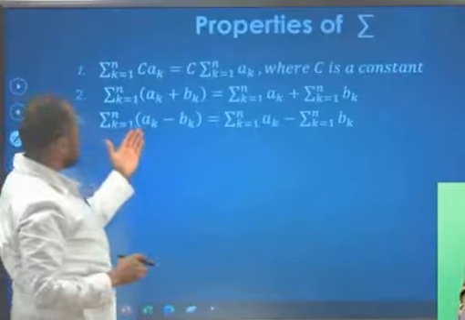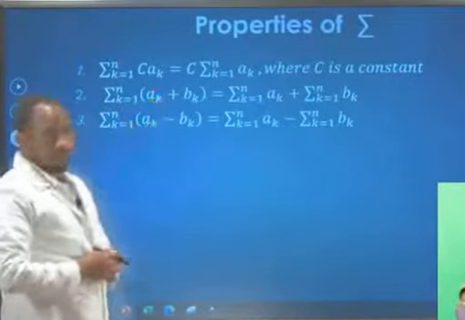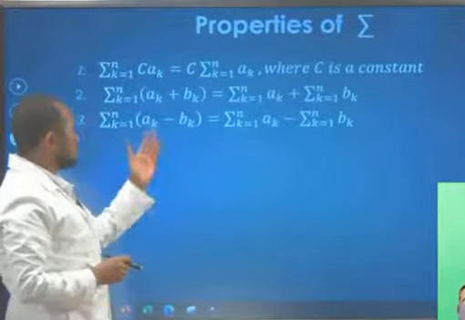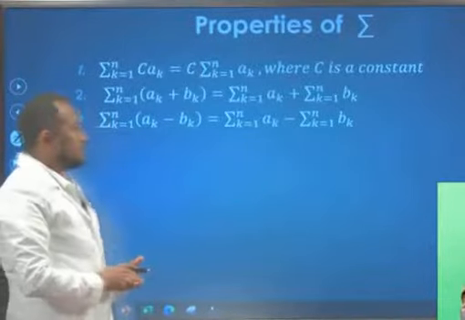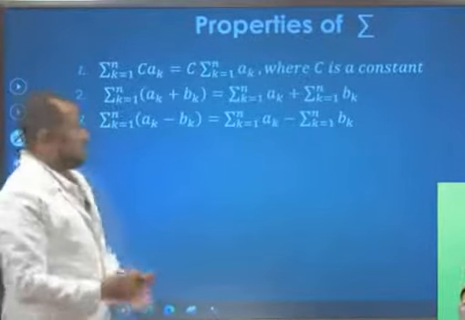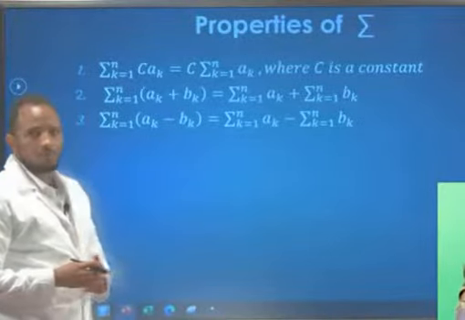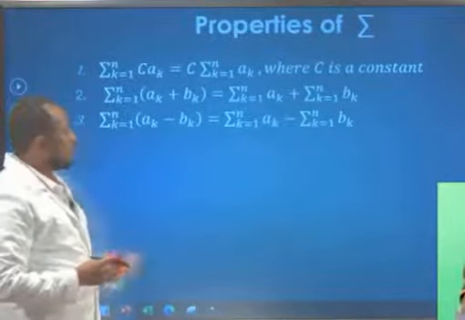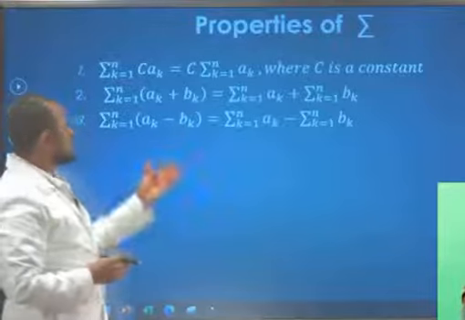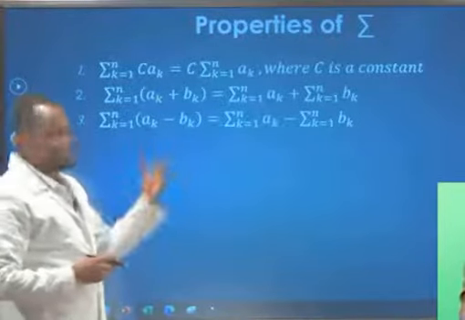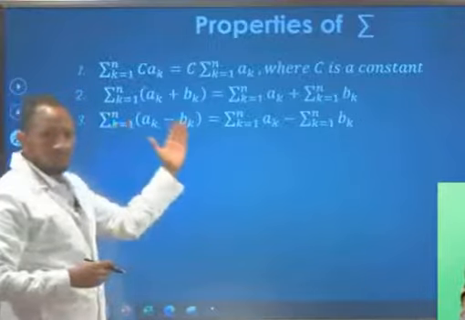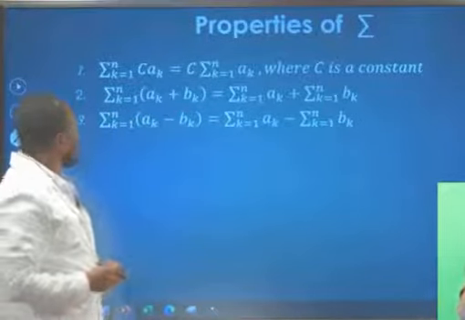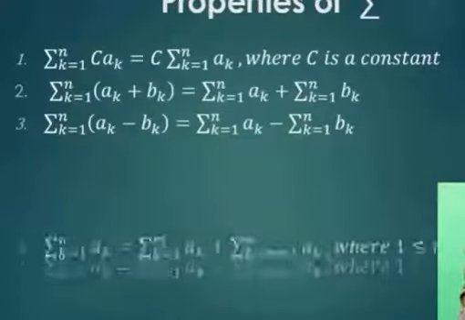The third property is similar to the second one: the summation of AK minus BK is equal to the summation of AK minus the summation of BK, where K starts from 1 up to n. I hope you can prove this easily by yourself, similar to the second one, so I'll leave this property for you. Simply, summation notation is distributive over subtraction. Now let's continue to the fourth property.